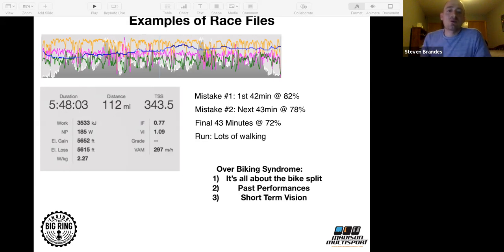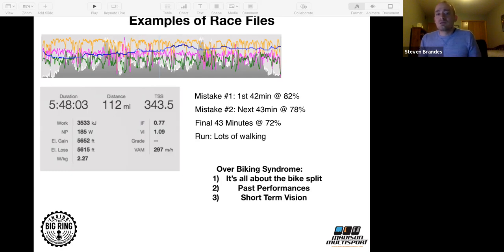It's just a downward spiral. So people who overbike are just so obsessed about the bike that they can't even think about the run. Past performances. So maybe this person's thinking, well, I used to ride 5:40 at Wisconsin. I used to ride 5:30. Well, what do you mean I'm going to ride 5:48? Well, you're not the same athlete, unfortunately. The numbers are not in your favor. Well, I'm going to prove you wrong.